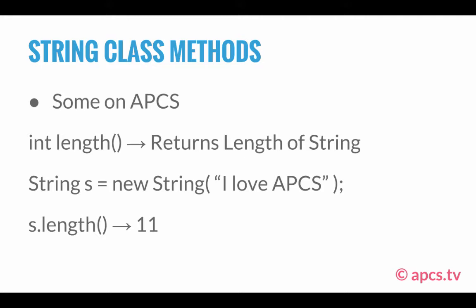String s equals new String("I love APCS"), and the value of s is I love APCS. If I were to say s.length(), that would return a value of 11. Why would it return a value of 11? Let's count it out loud. 1 I, 2 space, 3 l, 4 o, 5 v, 6 e, 7 space, 8 a, 9 p, 10 c, and 11 s. So that's the length because there are 11 characters in this string. The length method would return 11. It's important to remember that the length method accounts even for the spaces in between.